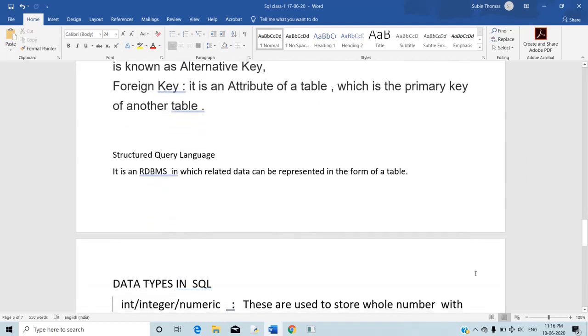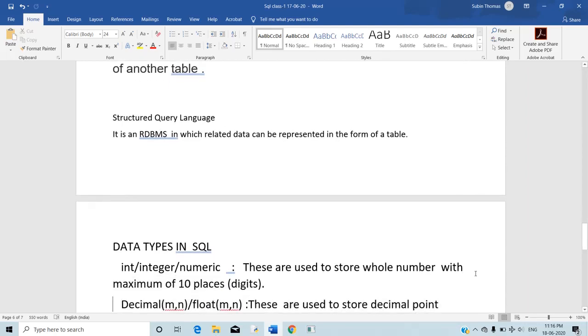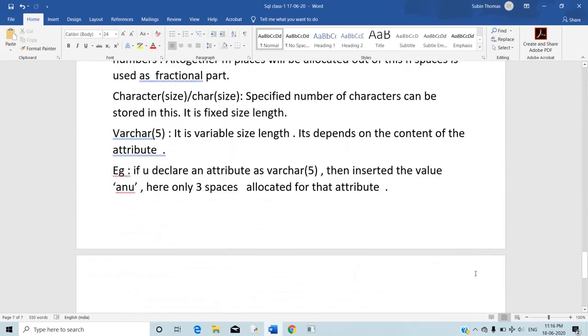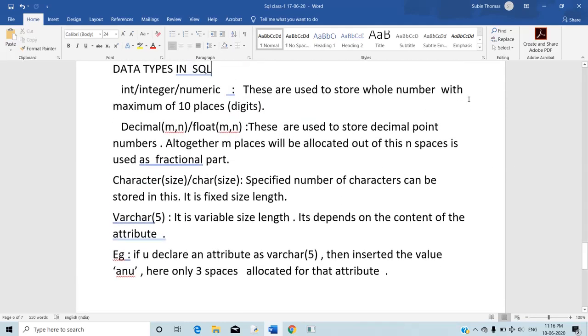Now we can study SQL, Structured Query Language. I told you SQL is an RDBMS in which related data can be represented in the form of a table. Now we can study the different data types supported in SQL. Here, we have int, integer or numeric. All the three are the same.